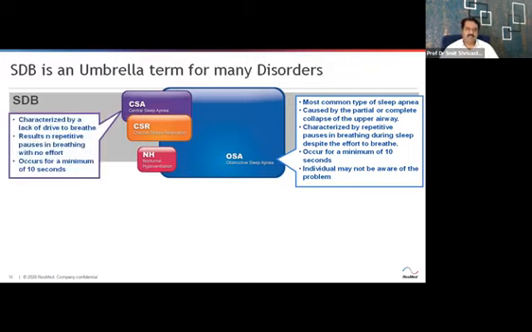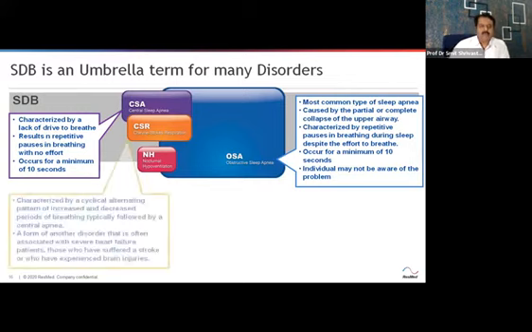Central sleep apnea is because of the lack of drive to breathe, and it results in repetitive pauses in breathing without any effort. Whereas in OSA, there are pauses, but there is a need or effort to breathe. In central apnea, the effort is not seen. Here again, it has to occur for a minimum of 10 seconds or more.